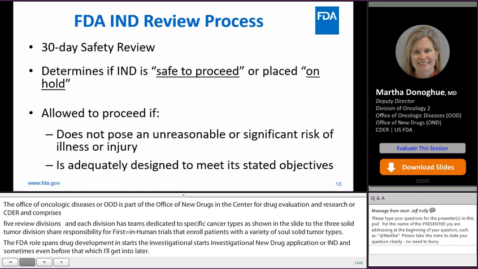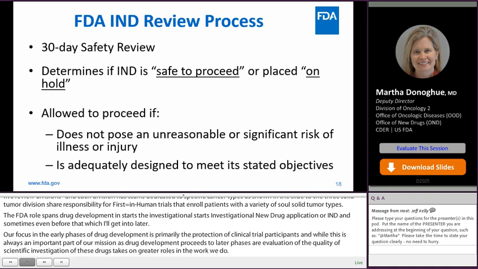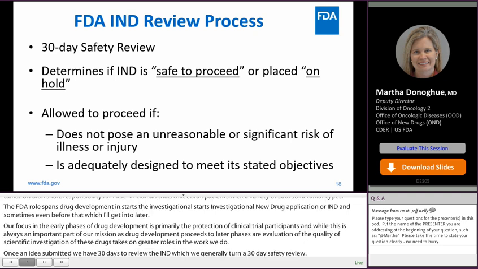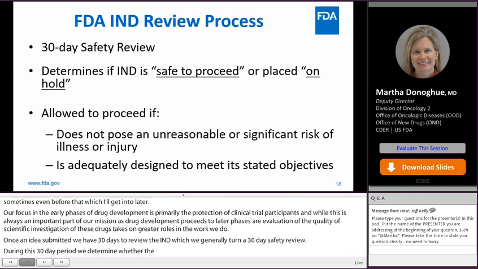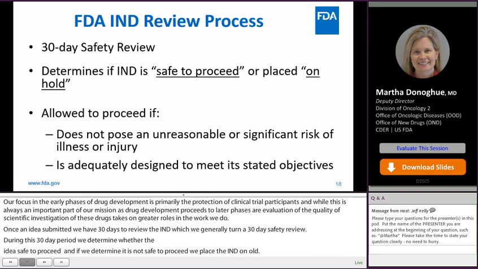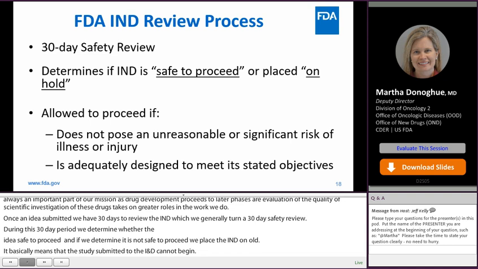Once an IND is submitted, we have 30 days to review the IND, which we generally term a 30-day safety review. During this 30-day period, we determine whether the IND is safe to proceed, and if we determine it is not safe to proceed, we place the IND on hold, which basically means that the study submitted to the IND cannot begin. During our review, we determine if a study can proceed if it does not pose an unreasonable or significant risk of illness or injury, and if the study is adequately designed to meet its stated objectives.